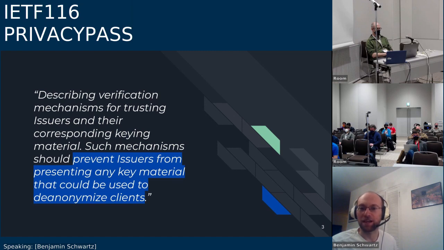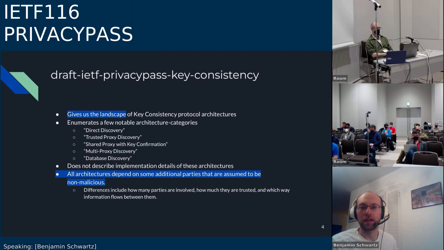And so we've adopted a draft that talks in a lot of detail about the key consistency problem. At the risk of speaking for the authors of that draft, I would say that what it really does is give us the landscape of the different kinds of key consistency protocol architectures that we might imagine. It lists a bunch of these different potential architectures. Really, in my view, there's kind of an infinite number of these things. There are always more options if you're designing some kind of system, but it notes the most notable categories of these architectures. It does not talk to us about implementation details or protocols. It's just a concept map of the space, basically.